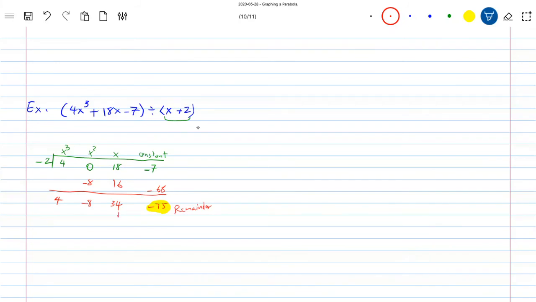And this is a constant term. Coefficient of x squared. This is constant. So if I do this division, what I get is 4x squared minus 8x plus 34, plus the remainder, which is negative 75, divided by x plus 2. This is how you write it.